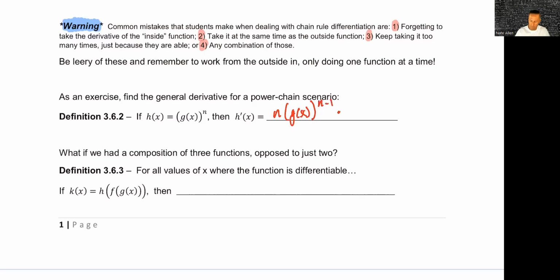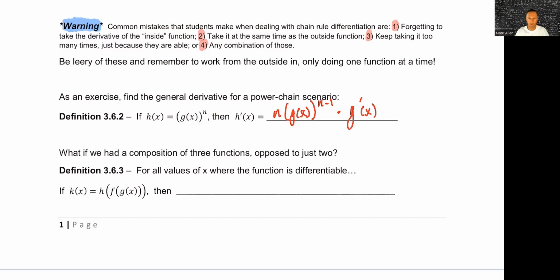And then we need to multiply that by the, well, what haven't we taken the derivative of? We've only done the power rule. Now we need to take the derivative of the inside function. So that would be g prime of x. Right? So that is one variation of the power rule using a chain now, where there's a function on the inside and not just x to a power.